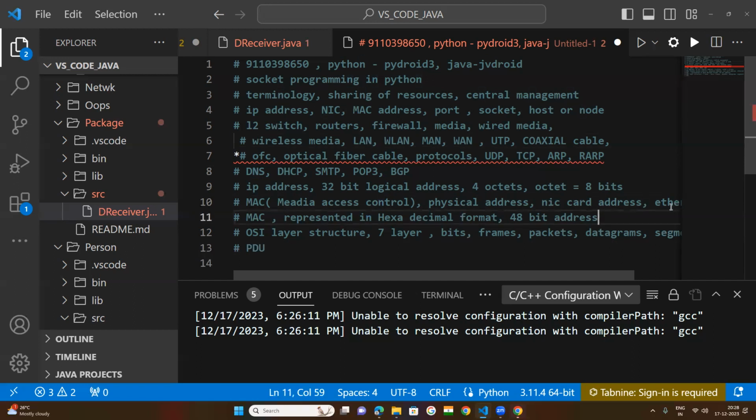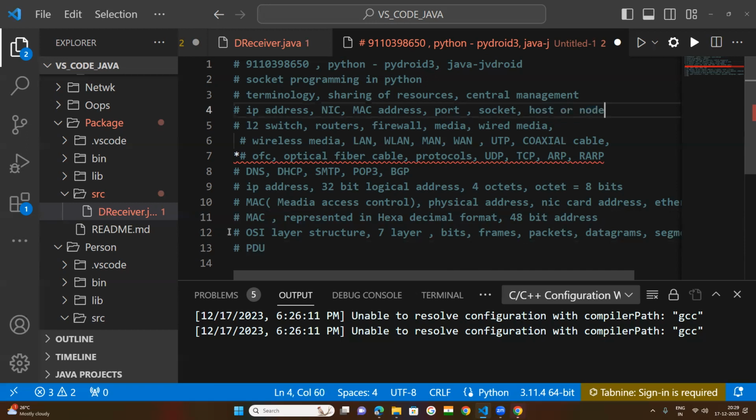Next is the OS layer structure. Next, coming down, some points I want to cover: port number, socket, host. What is a host? Your computer, the terminal device, end device, computer, laptop, your mobile. They are the end devices. They will be connected with the network. So they are called hosts, sometimes nodes.